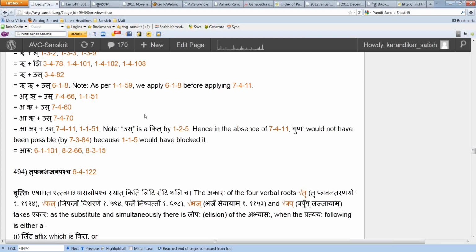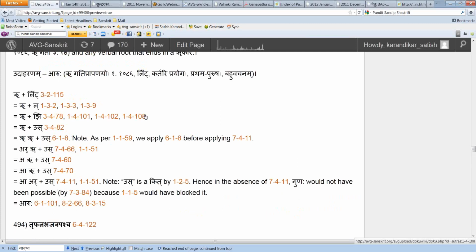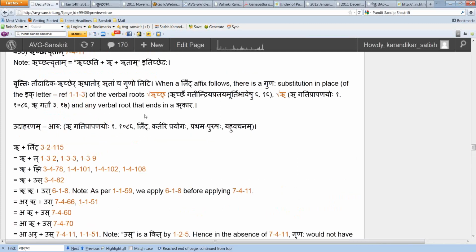So in the absence of 7-4-11, we could not apply our usual Sarvadhatika Ardhatika Yoho because of Kiniticha. So 7-4-11 was required to do Guna Adesha here. Since the Pratyaya is Kit, there was no Guna possible otherwise, because by 1-1-5 Kiniticha would have blocked 7-3-84 Sarvadhatika Ardhatika Yoho. So that's why 7-4-11 comes and says that for this dhatu, whether the pratyaya is kit or not doesn't matter. Guna adesha has to be done when lit follows.